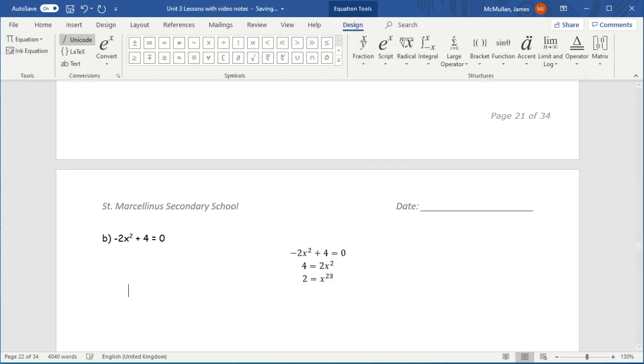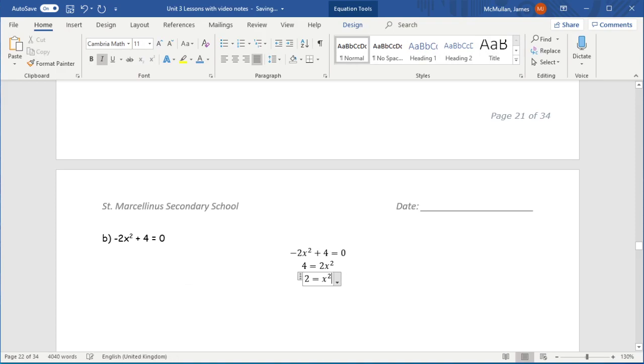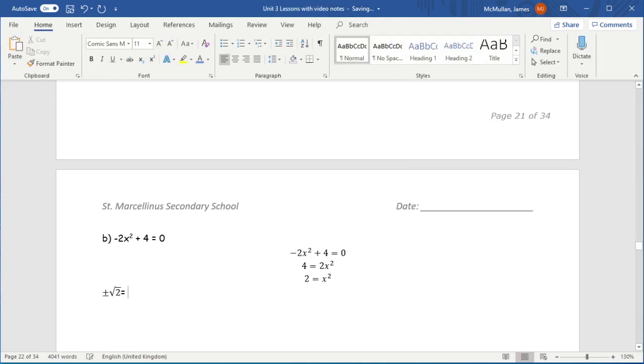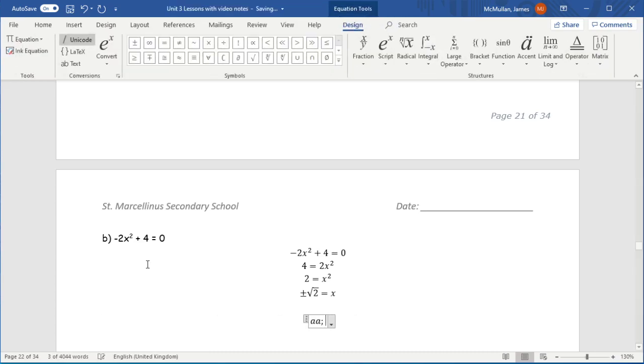So 2 is equal to x squared. And therefore, plus or minus square root 2 is equal to x. This is a way easier way of doing this than using the quadratic formula because there's no b value. But just so our notes have it, let's go ahead and do it with the quadratic formula.